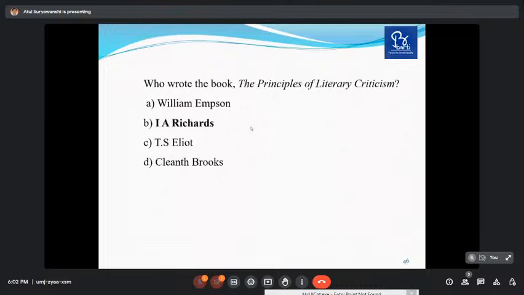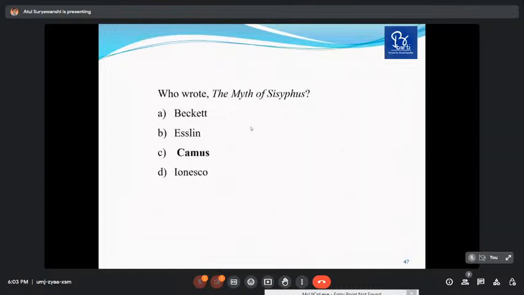Who wrote the book The Principles of Literary Criticism? And he is none other than I.A. Richards. He wrote that book and illustrated the principles of literary criticism in the said book. It is not T.S. Eliot or Cleanth Brooks or William Empson. T.S. Eliot received the Nobel in 1948. We should study from an objective point of view to get better results during the examination. I focus on this again and again.